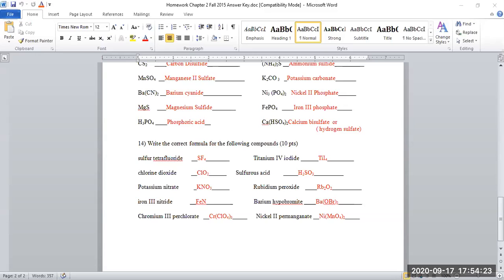And the last one, permanganate: make sure you have your MnO4 in parentheses. Because it is a nickel 2, you need 2 permanganates. Permanganates are only worth -1.